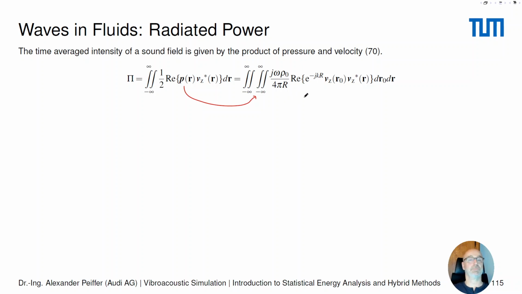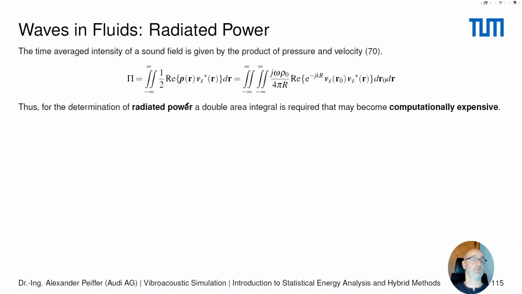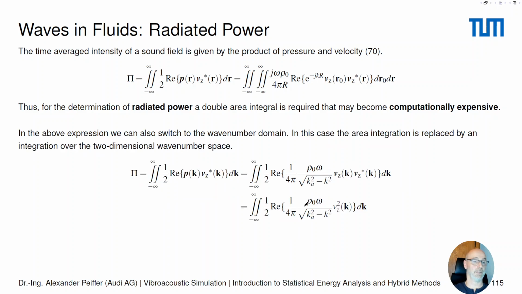But just keep in mind, at the end of the day, we have to perform a double area integration to get the power of any vibrating surface. The double area integration can become very, very costly. And here we can use the same effect again as in the slide before, using the same thing in wave number space, because in wave number space we can get rid of at least one area integration.